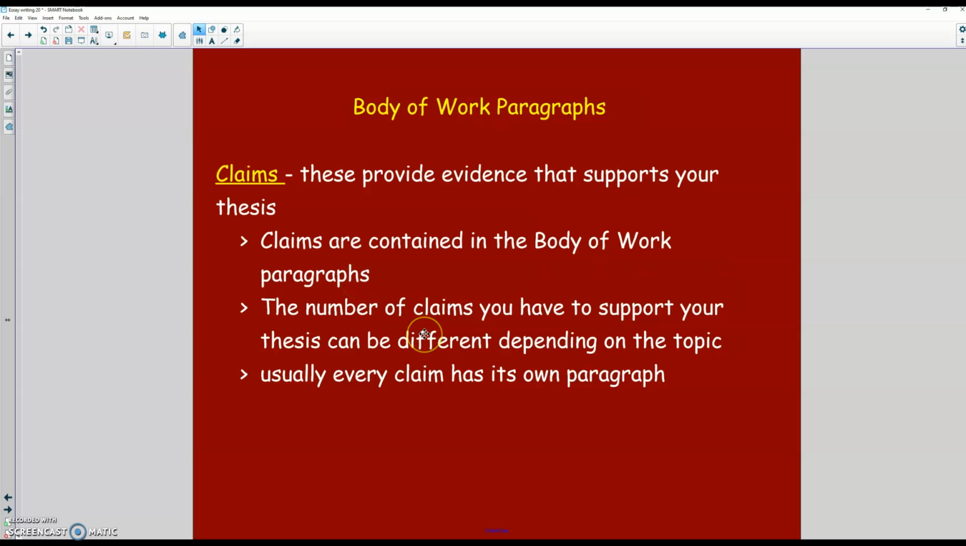The number of claims can be different depending on what you're writing about. As I said, we want 3 artifacts and 9 inferences, 3 for each. And this is true: usually every claim has its own paragraph. And then, for instance, every artifact would have its own paragraph, but we're not going to do that. We're just going to put it all into one paragraph.